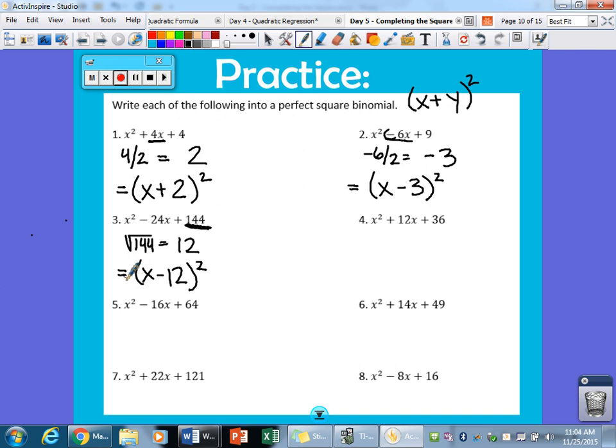Same thing over here, I look at my c value. Square root of 36 is 6. 6 plus 6, does that equal 12? Yes, it does. There you go. Try the next 4 by yourself.